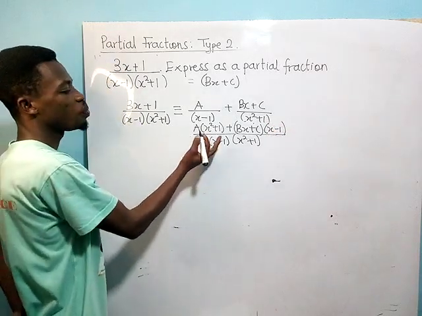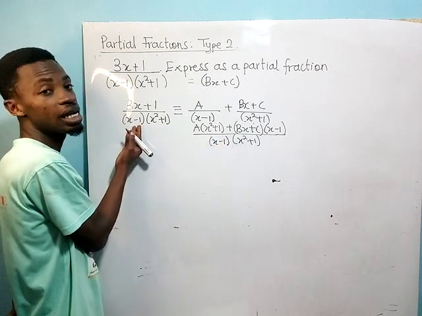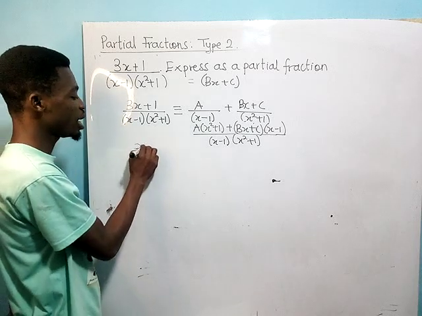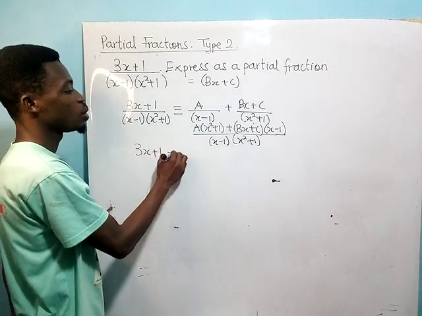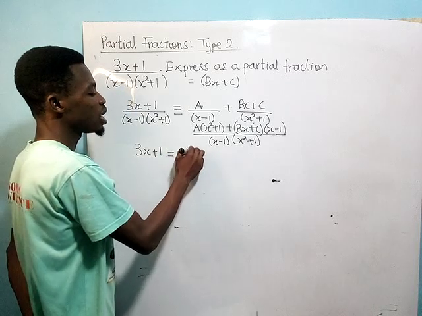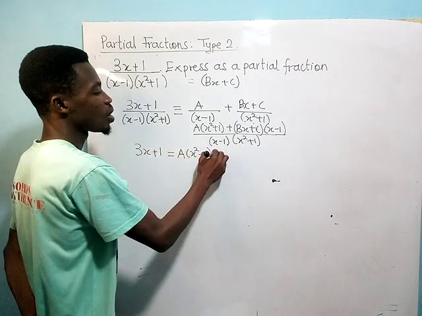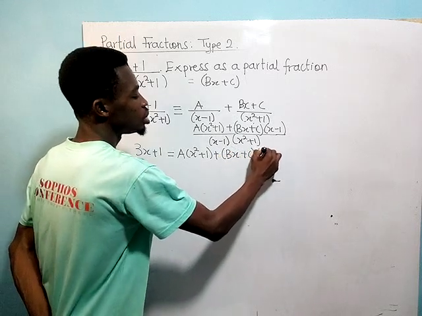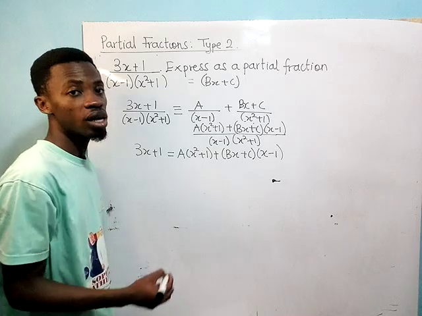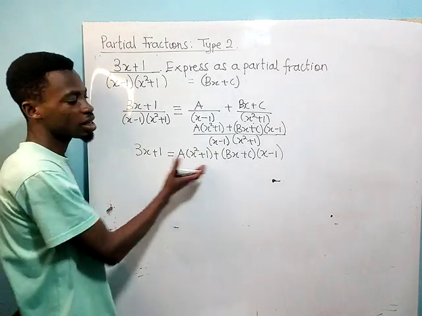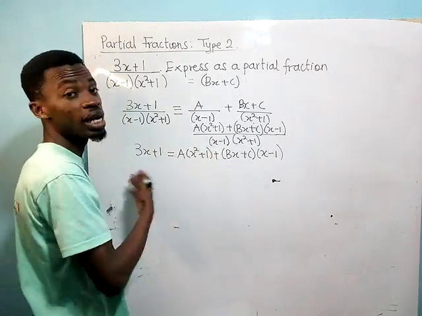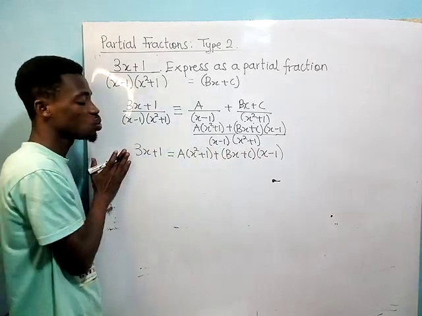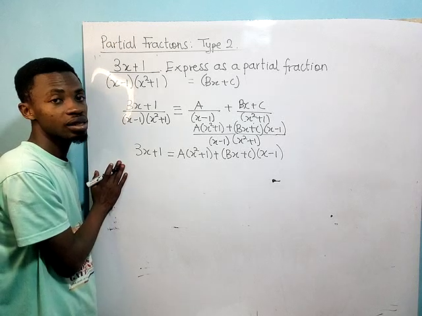Now, if we compare our denominator to this, they are the same, so we can equate the numerators. So we have 3x + 1 is equal to A into bracket (x² + 1) plus (bx + c), then into bracket (x − 1). We can expand and compare what we have on the left hand side to what we have on the right hand side.